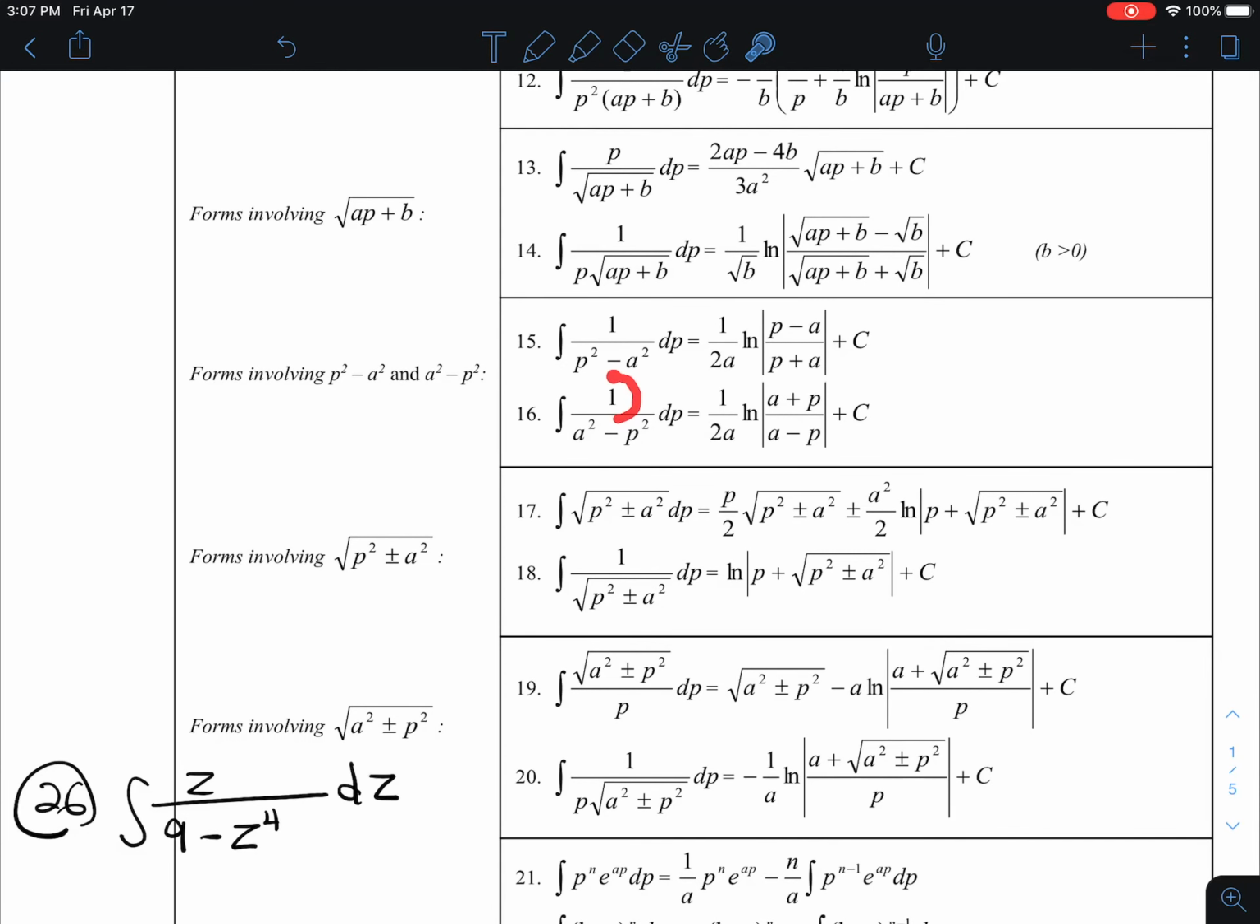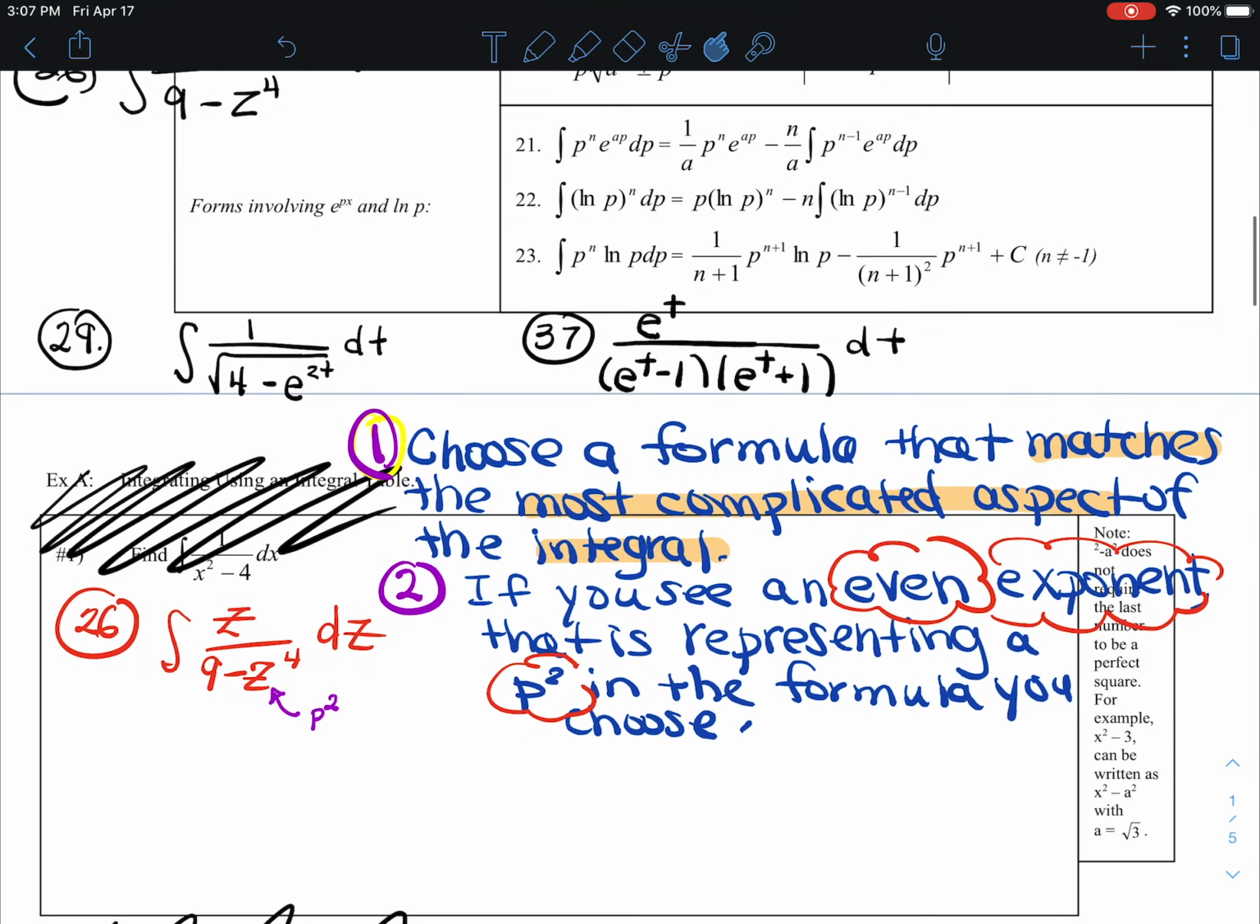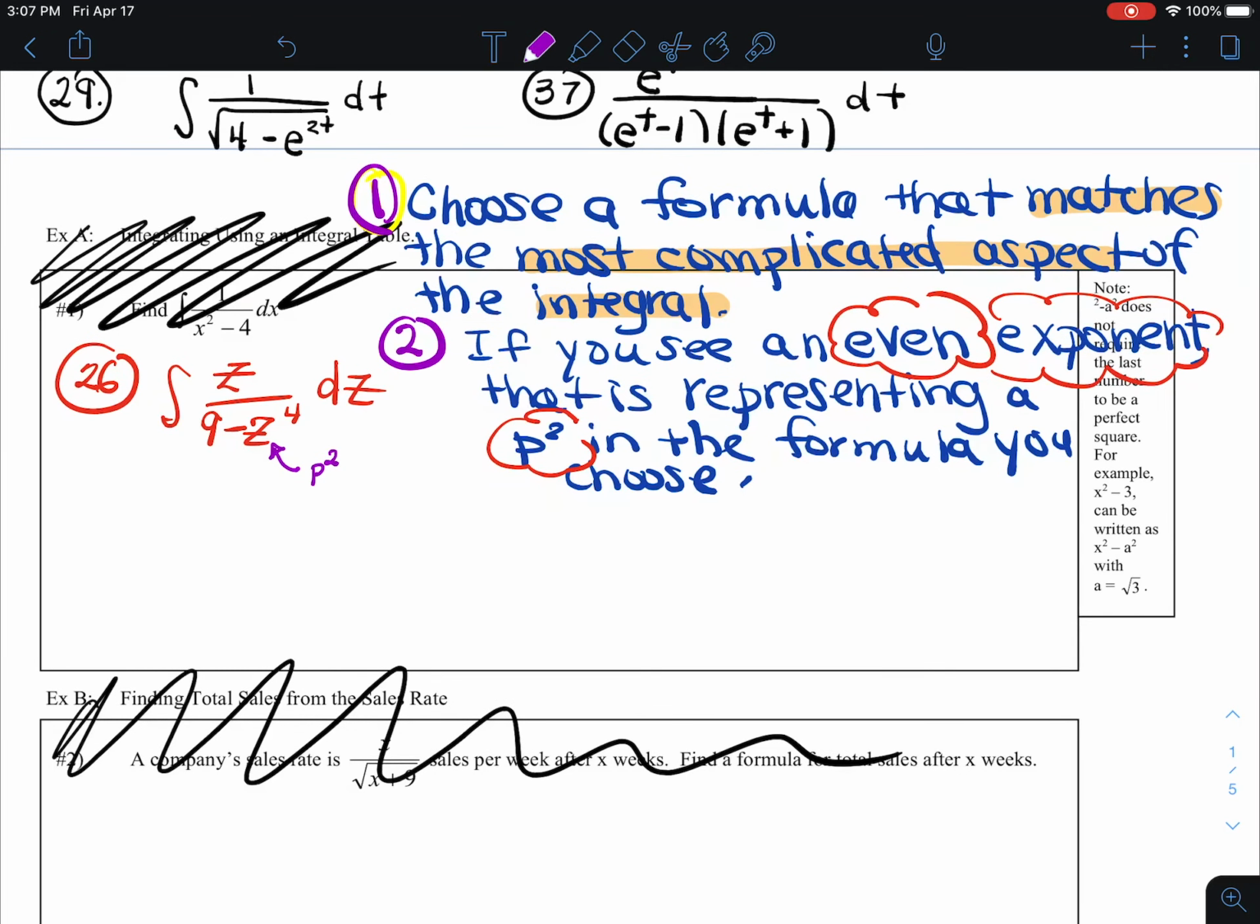Now again, you'll notice the numerator is not matching the numerator here, but right now we're focusing on matching the more complicated aspect. I think you're going to see how it's all going to work out in the end. Okay, so we're going to try formula 16. Very important that you are identifying that formula.